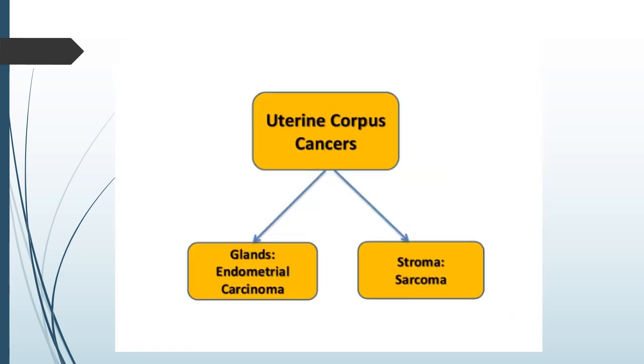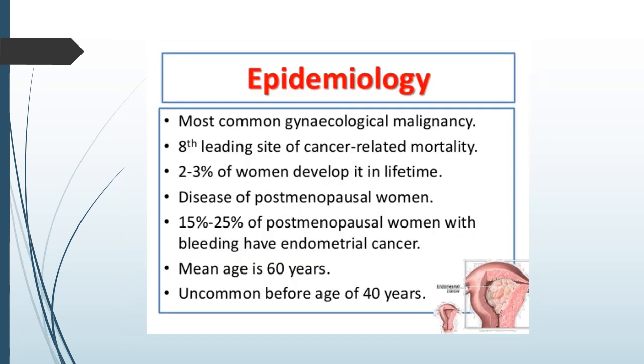The uterine body is called the uterine corpus, and uterine corpus cancers are of two types. One is from the lining of the endometrium, that is endometrial carcinoma, and the other one is from the stroma. This is called sarcoma. Sarcomas are relatively rare.